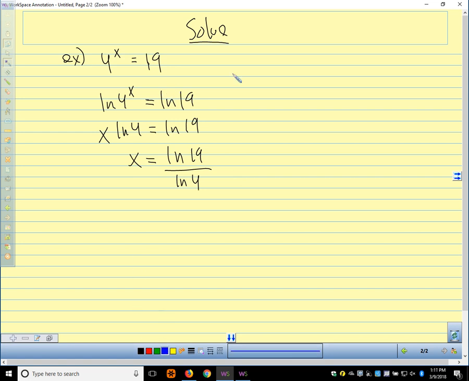The other way that we can do this is rewrite in logarithmic form. So how would I write 4 to the x equals 19 in logarithmic form? Log base 4 of 19 equals x. That's another way of writing this answer. But now, if I use change of base, x equals natural log 19 over natural log 4. And I get the exact same answer.